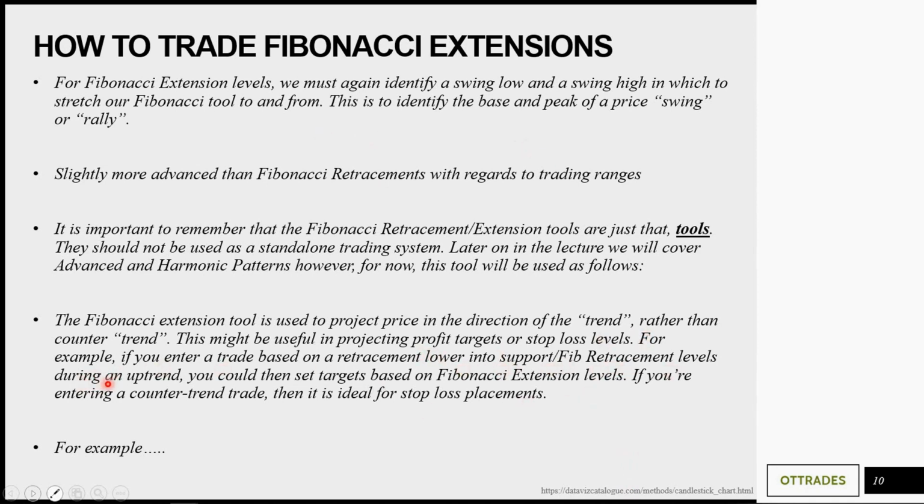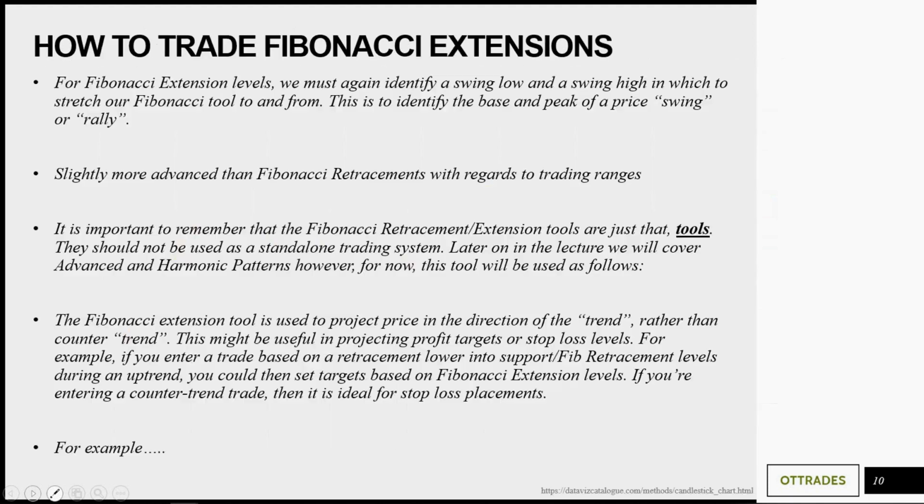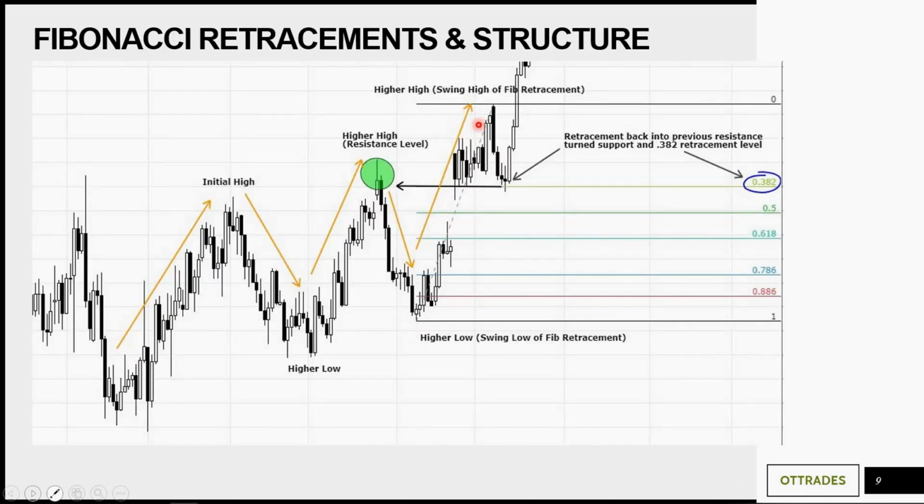In support during an uptrend, yeah, exactly like that. So we're in an uptrend. We've entered a trade based on the pullback into the support, resistance turned support and the fib level. You can then set targets based on fib extension levels. So we would be extending or projecting the fibs up higher rather than between the 0 and 100%. We'd be projecting fibs higher.